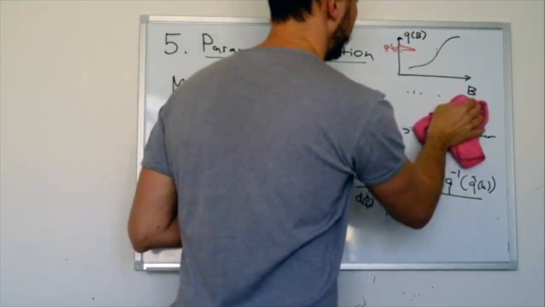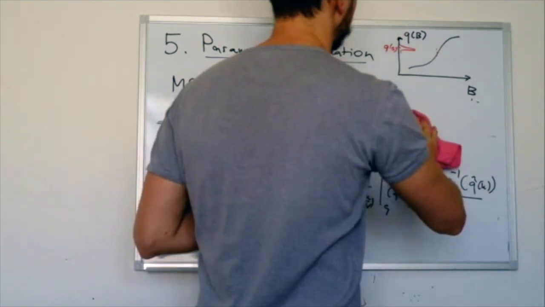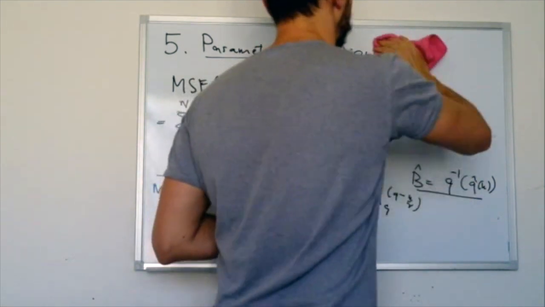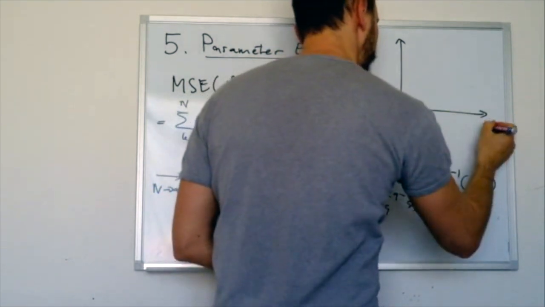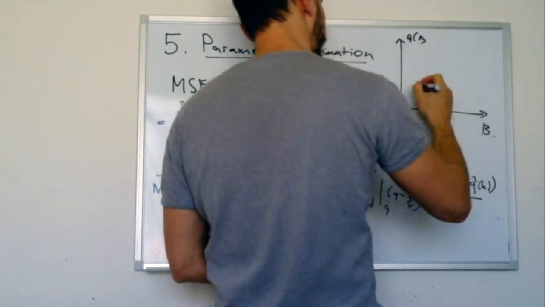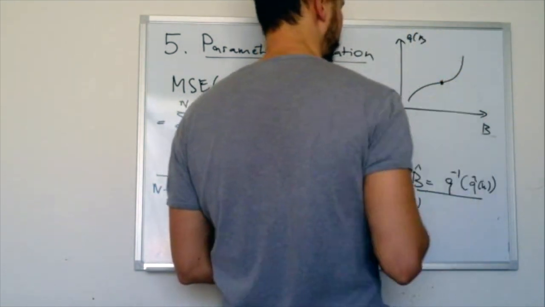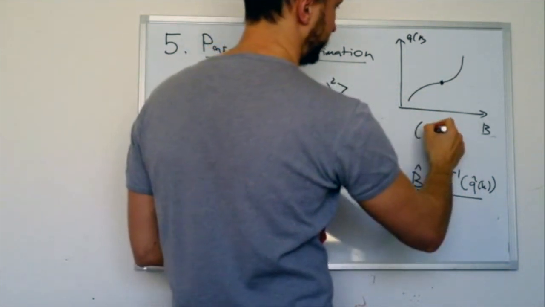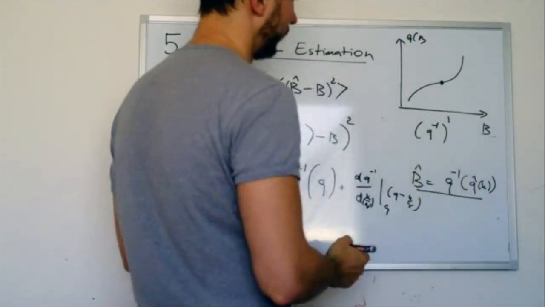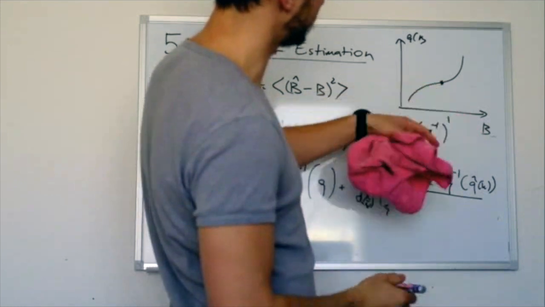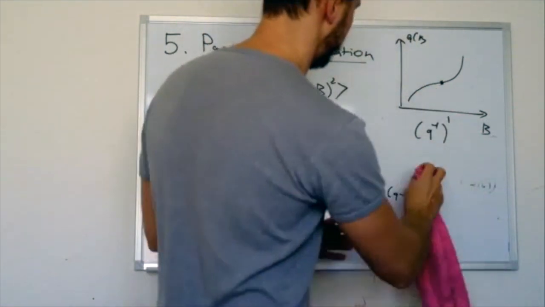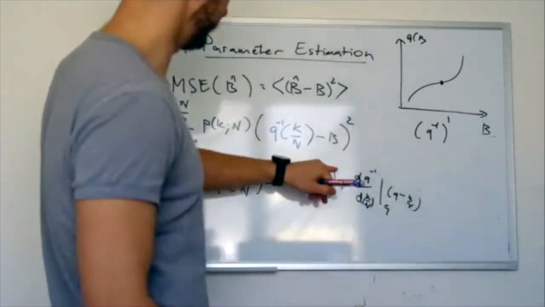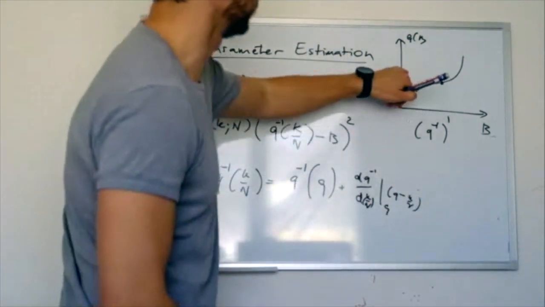Let me just draw it here again, bigger. So we have our function B, Q of B. And what we want actually is the derivative of Q inverse of B, the inverse function, right? So this is just the derivative of this inverse function at some point, right?